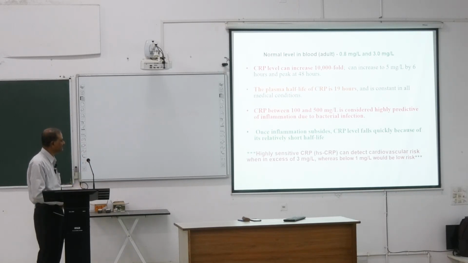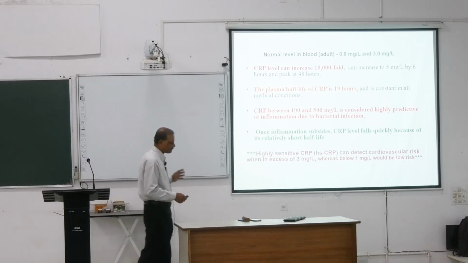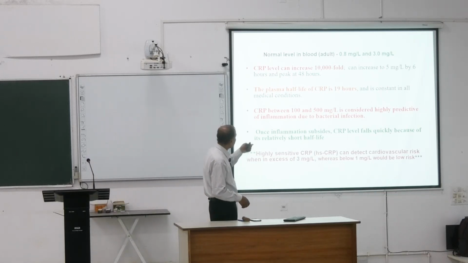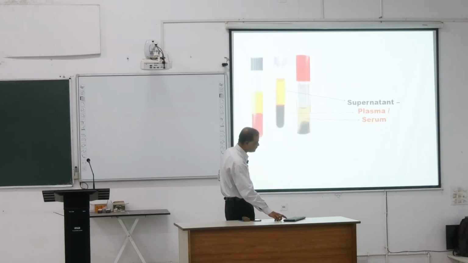So there is one highly sensitive CRP. You will read it in detail in your microbiology class. When it is in excess of 3 milligram, it can detect a cardiovascular risk, whereas below 1 milligram, there is practically no risk. That is something cardiologists say, but your main emphasis will be to monitor the infection.